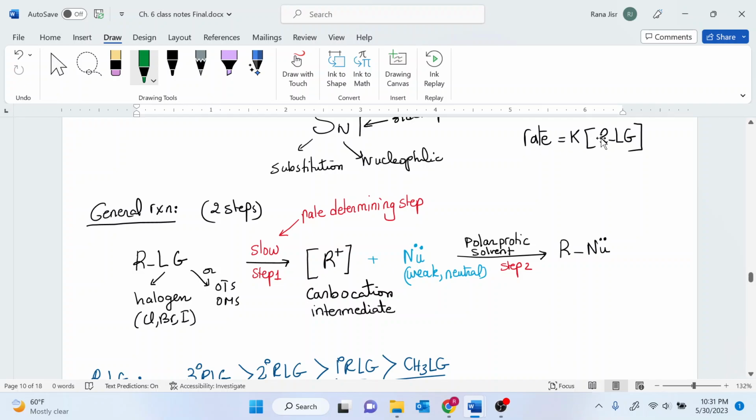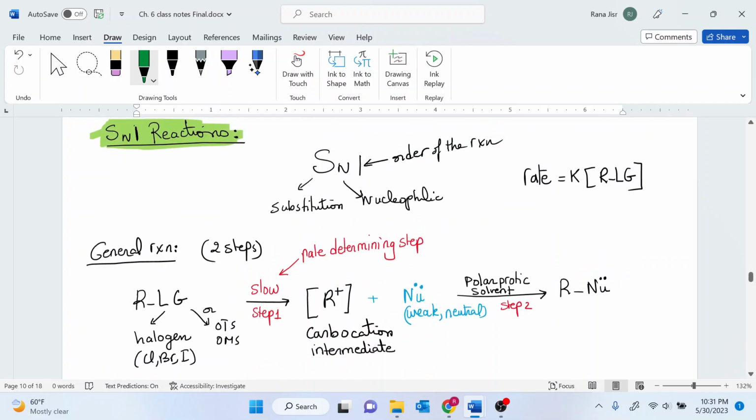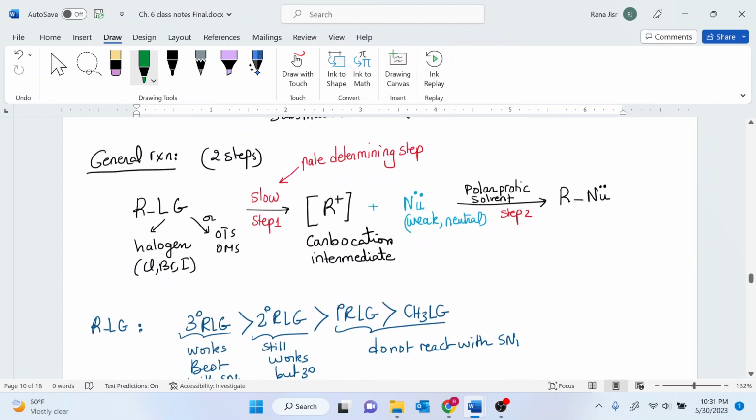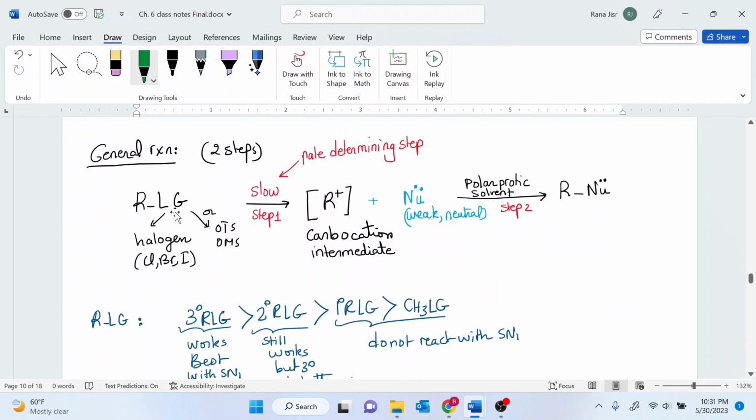So the rate here depends on the concentration of the reactants, and the reactants are only alkyl halide or alkyl leaving group. So it only depends on the concentration of the alkyl leaving group, meaning that if I change the concentration of the nucleophile, nothing is going to happen to the rate of my reaction. For the conditions of the SN1 reaction, the first thing is the alkyl leaving group. The alkyl leaving group has to be a tertiary alkyl leaving group. It can work with secondary, but the reaction cannot work with primary and the methyl leaving group.